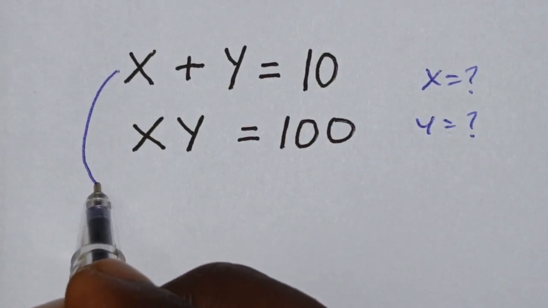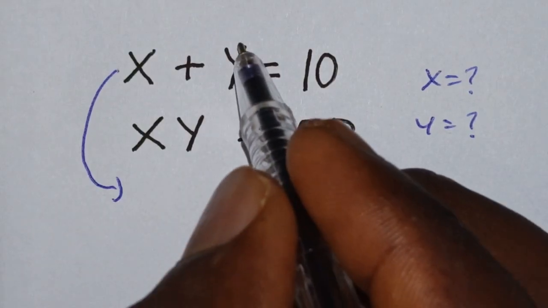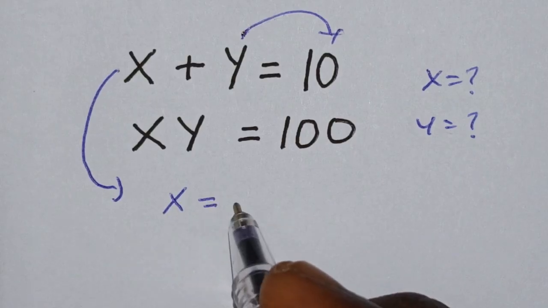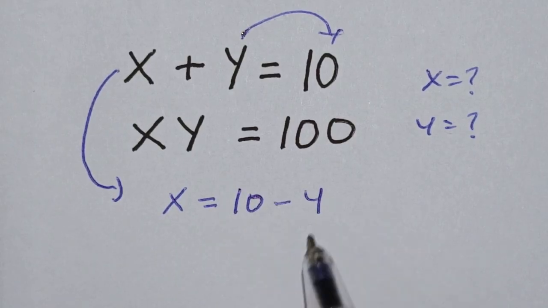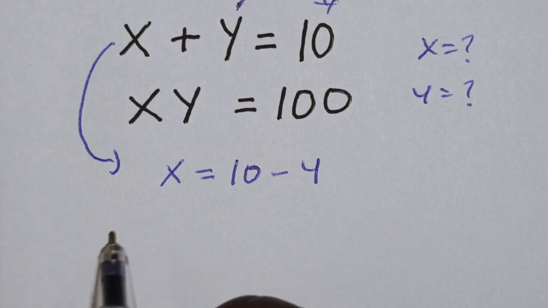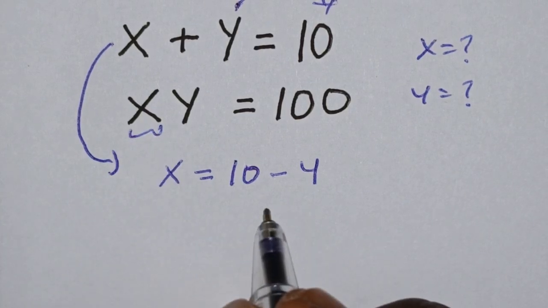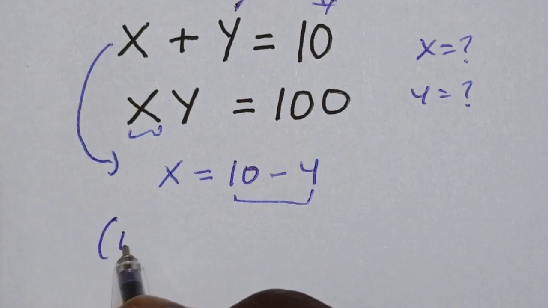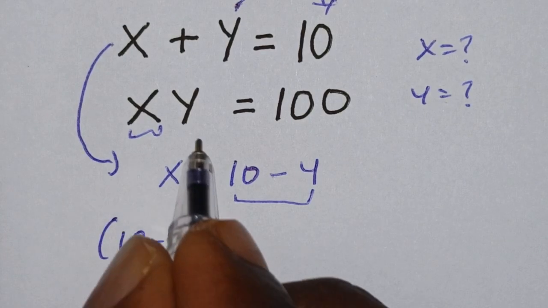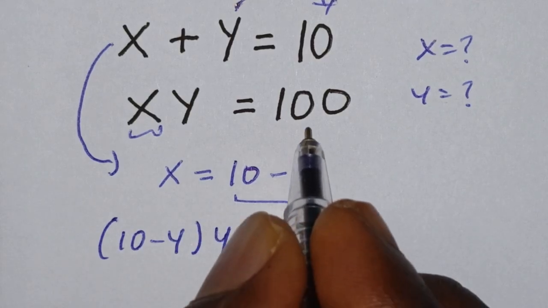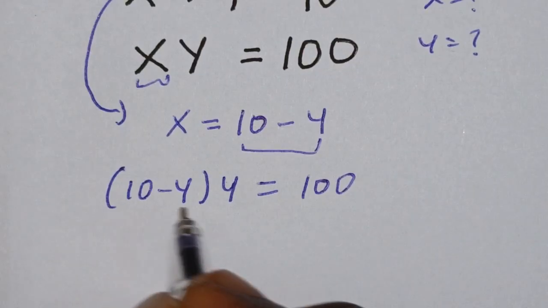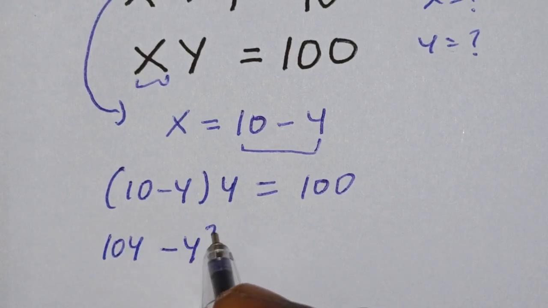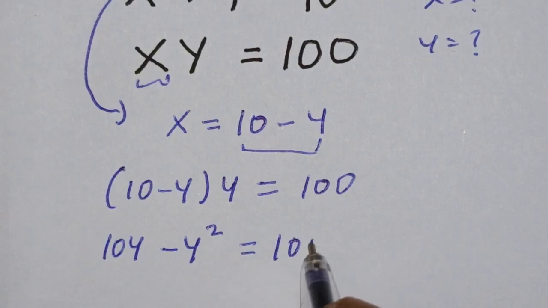From this first equation, if we move y to the right hand side, we have x equal to 10 minus y. The next thing we are going to do is to replace this x with 10 minus y. If we do that, we have (10 minus y) times y equal to 100. 10 times y, 10y, minus y times y, minus y square equal to 100.